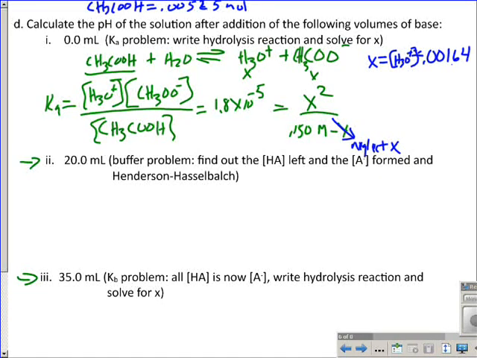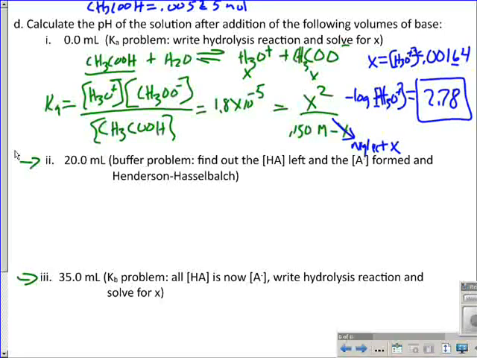0.00164 molar, but it's only got 2 sig figs, so I'm going to underline that. So that's my H3O plus. If I take the negative log of that, that's going to give me my pH. And in this particular problem, that's going to equal 2.78. So what's the answer to the first part here? Well, my pH, when I have added 0 amount, so I have not started my titration yet, is 2.78. I've got an acid, so it would make sense that I'm going to end up with less than 7.